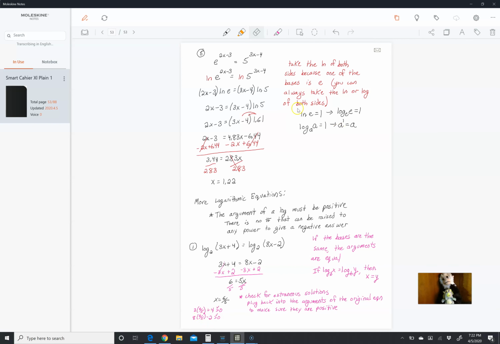So x equals 6 over 5 is not extraneous, because both our arguments are greater than 0. You don't have to write not extraneous. You can just box it. I'm writing not extraneous here just for your benefit. Okay, let's take another example.